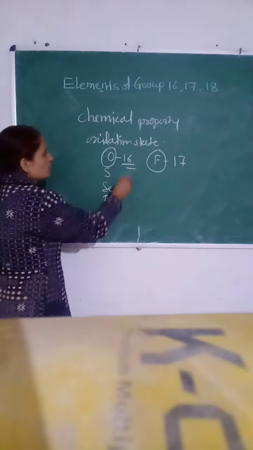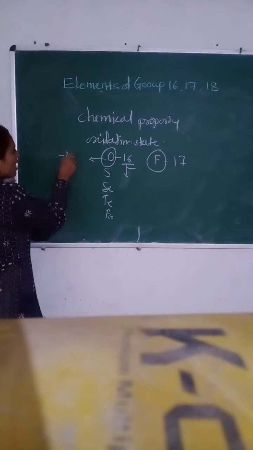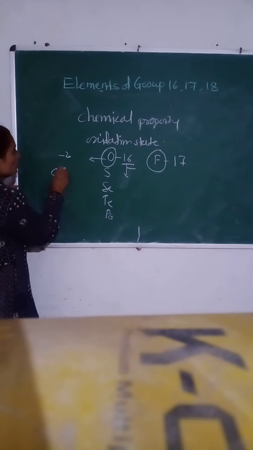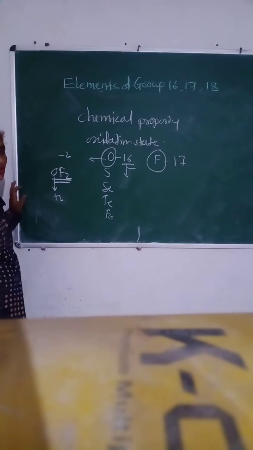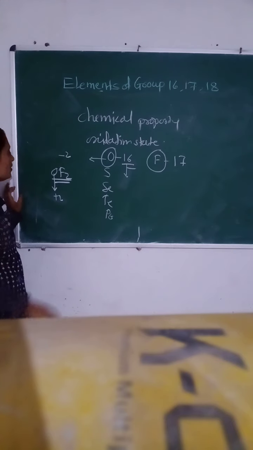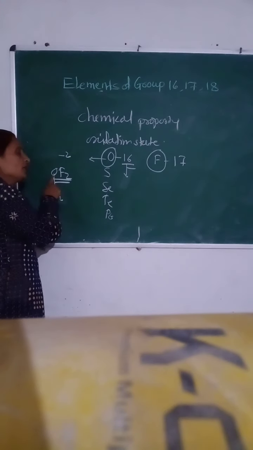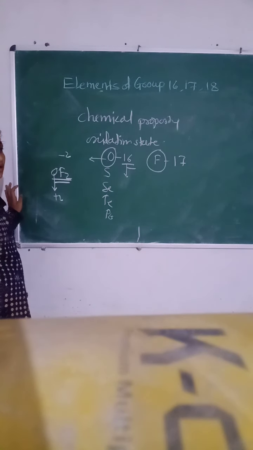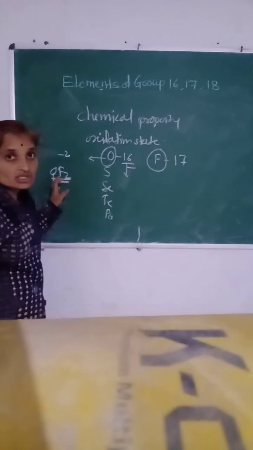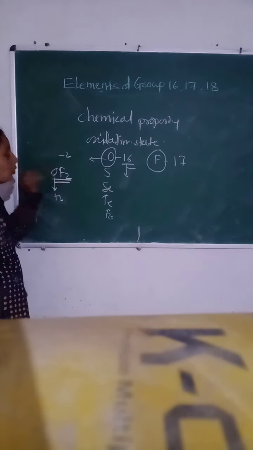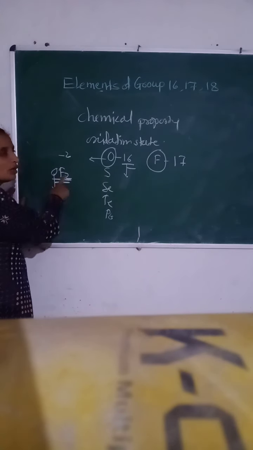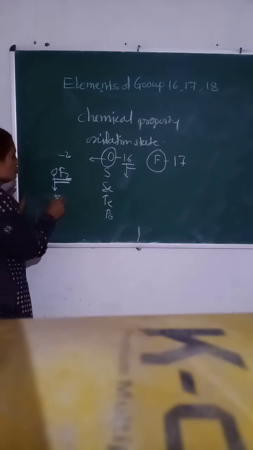Here in group number 16, the oxidation state of oxygen will be -2. But in the case of OF2, oxygen will be in +2 oxidation state, because fluorine is more electronegative than oxygen. In 11th standard redox reactions, we have to find out the oxidation state. In OF2, oxygen is in +2 oxidation state because two fluorines are -1, -1, so -2, and here +2 balances it.